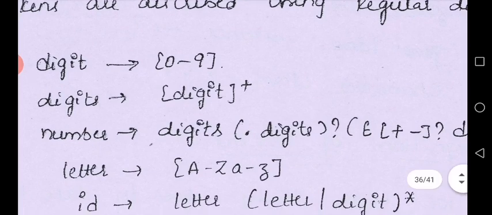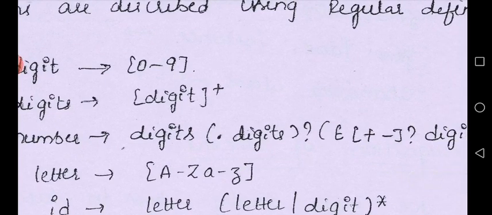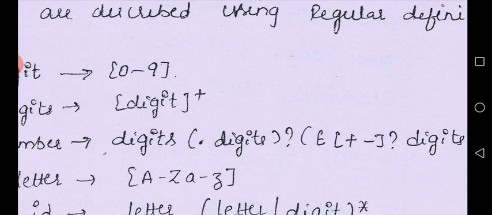Another example was 546. If I want to mention a number like 546 where we don't have a decimal point, then this dot digit within the bracket with the question mark will vanish. But for 1.7, the dot digit will occur. 1 will be represented by digits, and .7 will be represented by this bracket. Inside that we have dot digits. How many times can it appear? Only 0 or 1 time, exactly.